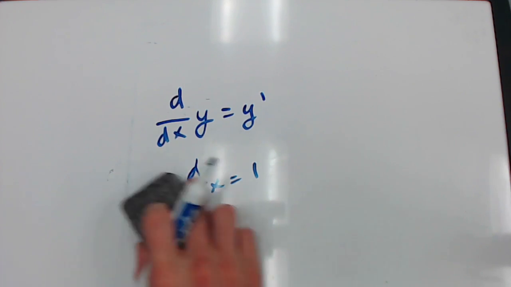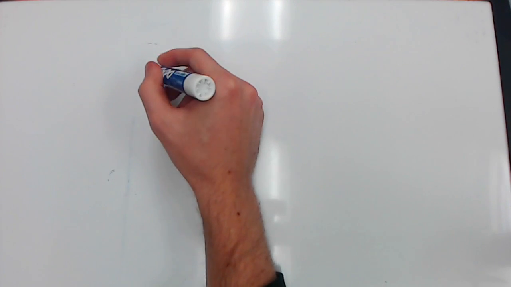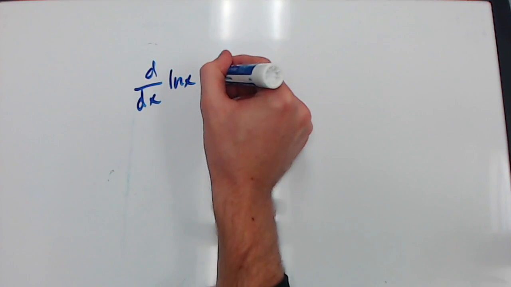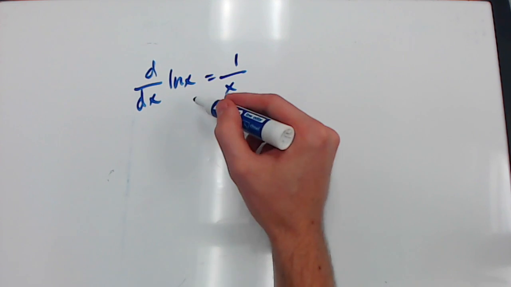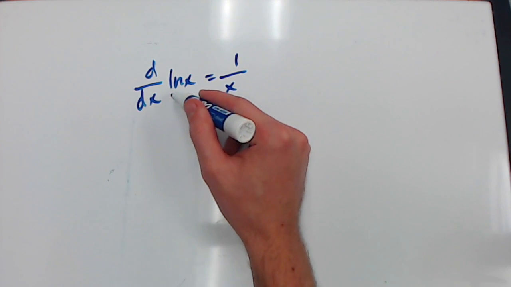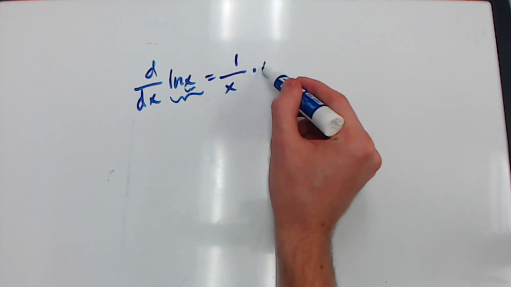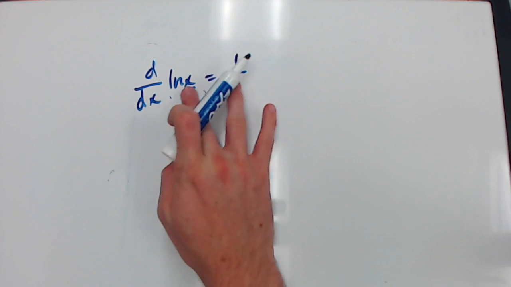Now here's some examples. If we took the derivative of ln of x, we know that this would just be 1 over x, right? Now if we did chain rule, it would be the same thing. Derivative of the outside, 1 over x, times the derivative of the inside, which is just 1. That's why we don't really have to worry about chain rule when everything's in terms of x.